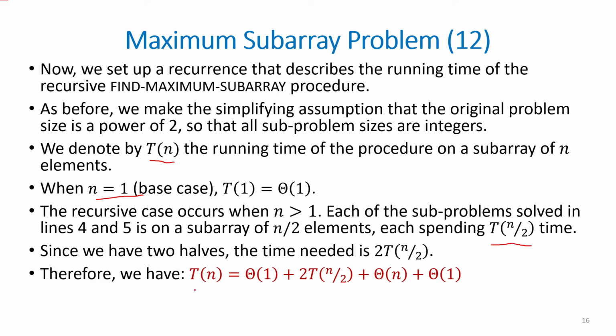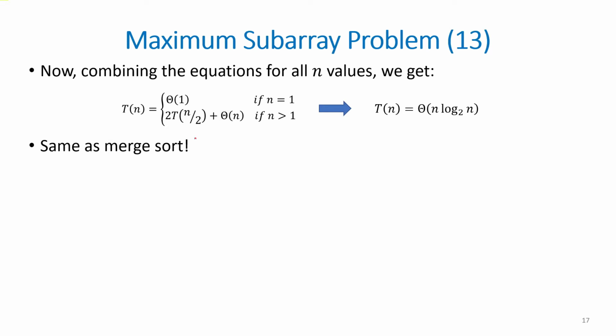Therefore, we would get this equation where theta 1 is for calculating the base case. We had two T of n/2, which was for the recursive calls. Then we had theta n, which was for the procedure calculating the maximum subarray crossing the midpoint. And theta 1 was the final comparison in the previous slide. So separating the base case and the recursive case would give us this equation. And we know that the solution to this equation is theta n log n, which is the same as that for merge sort.